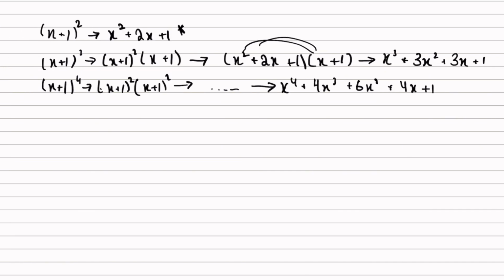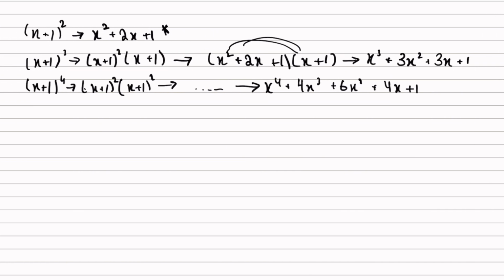You can see that the number of terms gradually increases, and when it's to the power of 2, the number of terms is 3. When the whole thing is to the power of 3, the number of terms is 4, and for the fourth power, the number of terms is, you guessed it, 5.